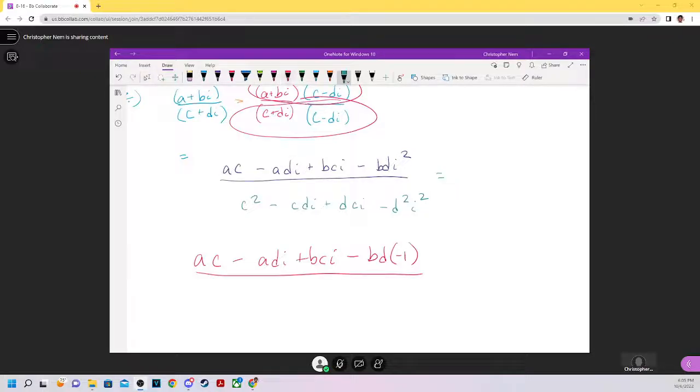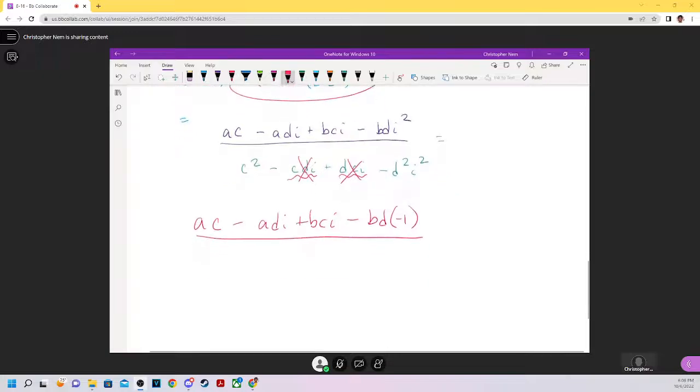And if you notice, these two are actually like terms. They're all multiplication in those terms, so that means I can rearrange it. Multiplication is commutative, so CDi is the same thing as DCi in that sense. They're still like terms, so I can combine them together. If I combine them together, they actually get deleted, believe it or not, because this is negative, this is positive. So I get C squared minus D squared, and then i squared is negative 1.